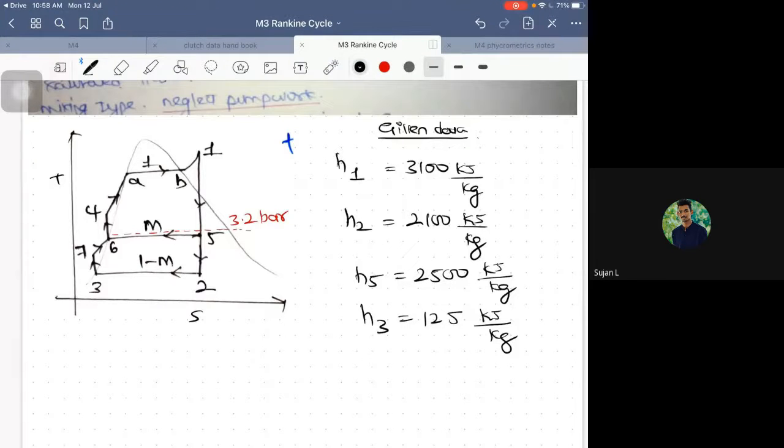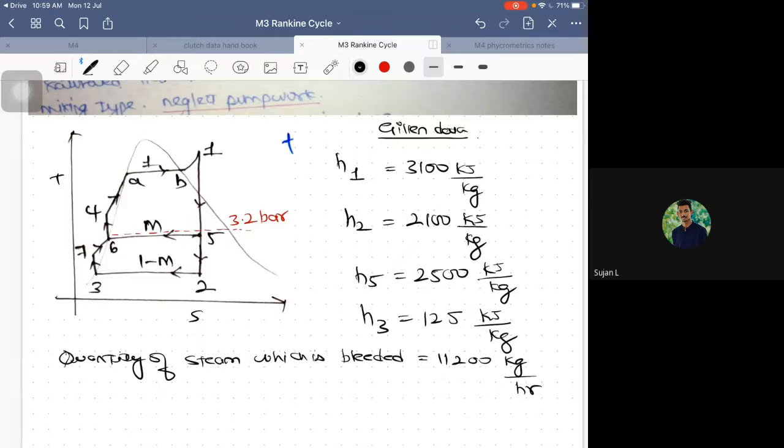Now, it enters into the feed water heater. The quantity of the steam bled is 11200 kilojoules per kg. Okay, so I would just write whatever he has given. Quantity of steam which is bled: how much is it? 11200 kg per hour. So this is the quantity of the steam which is bled. Next, find the power developed by the turbine. So he is asking us to find the power developed by the turbine. That means WT he is asking us to find.